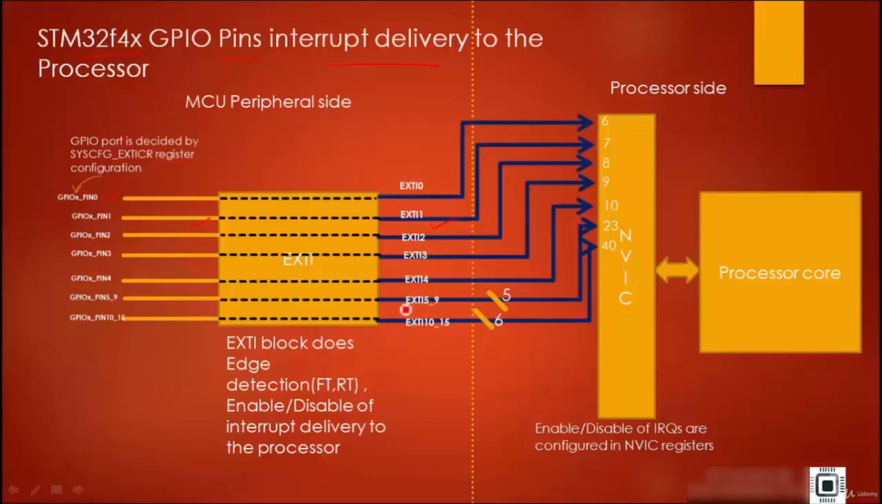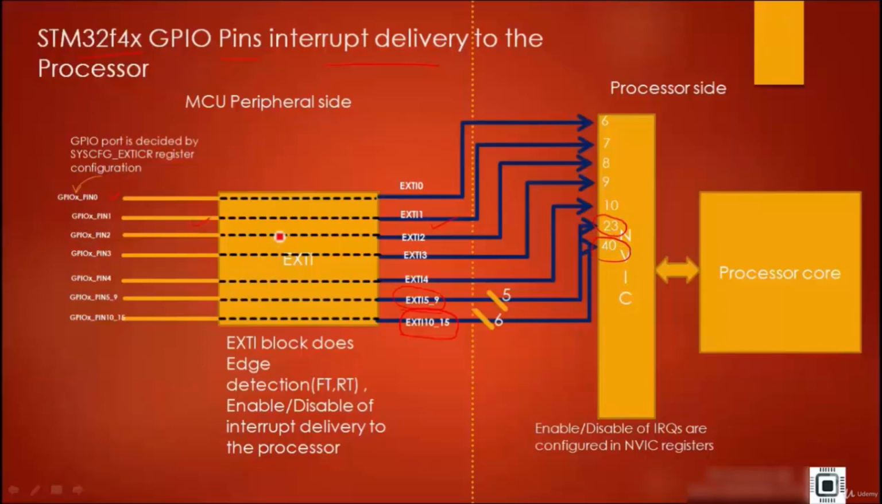And remember that all the EXTI lines from 5 to 9 are tied together, and they are connected to a single IRQ number, that is 23. This information you have to obtain from the vector table, right? And all the EXTI lines from EXTI 10 to 15 are tied together, and they are connected to a single IRQ number, that is 40.